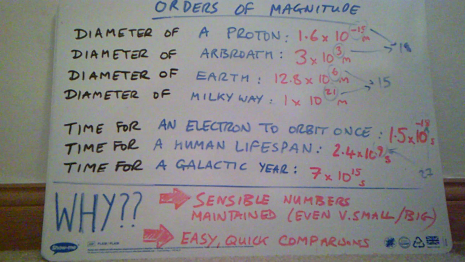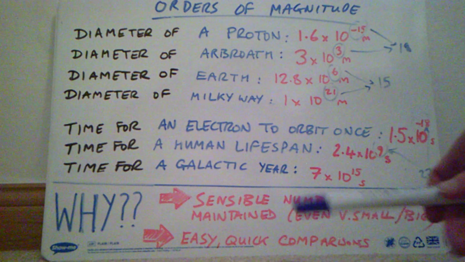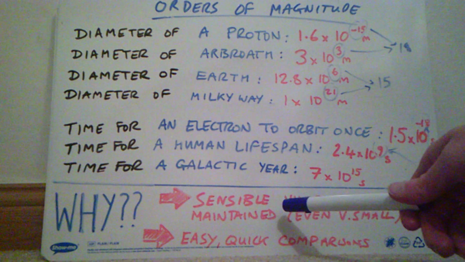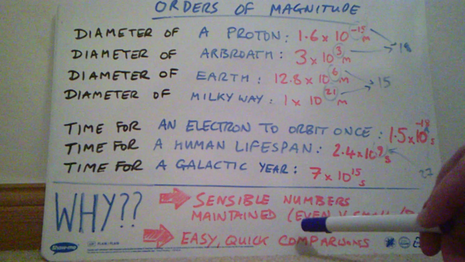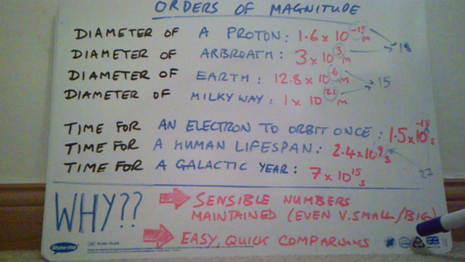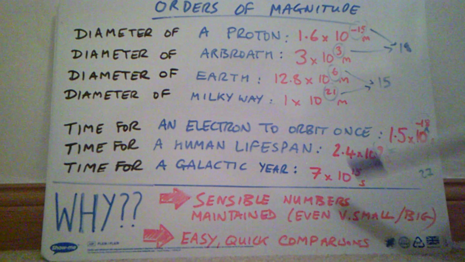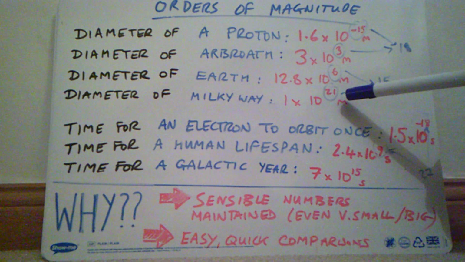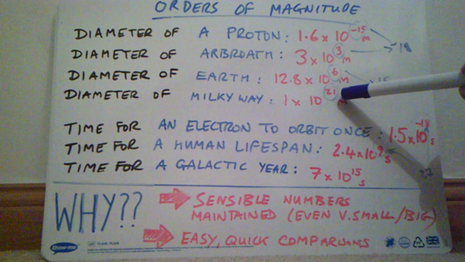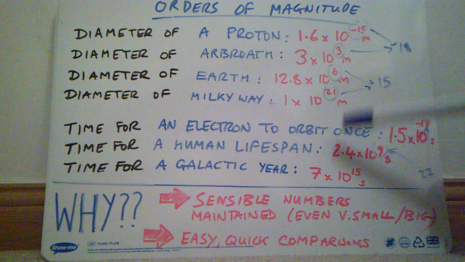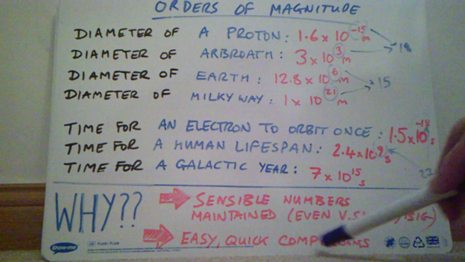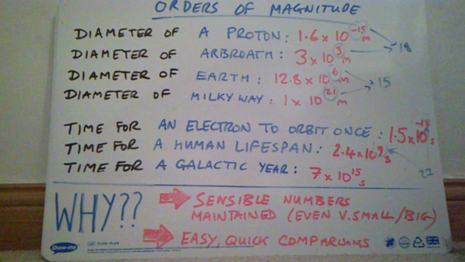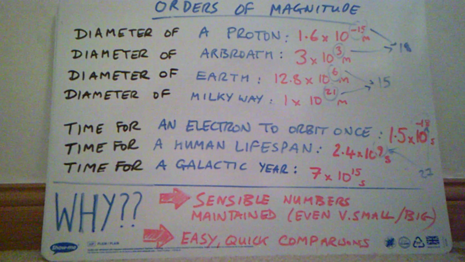So what's the point in this? Well, scientific notation gives us sensible numbers, even if we're dealing with very small things and very big things. And also this whole idea of comparing the orders of magnitude just by thinking of a number line and subtracting one from the next one allows a really quick and easy way to compare without necessarily having to get the calculator out.